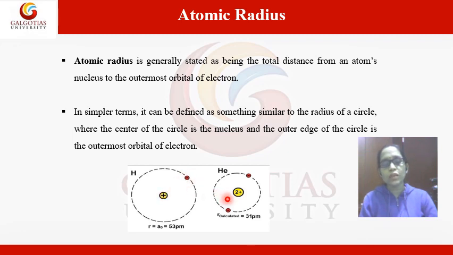Here also, in the case of helium, this is the nucleus and these are the outermost orbital electrons. This distance is known as the atomic radius. That means the radius of the circle is the atomic radius. Actually, there is a difference between the measured atomic radius and the calculated atomic radius. Here you see the measured atomic radius is 53 picometer, but this value is sometimes somewhat more than the calculated atomic radius.